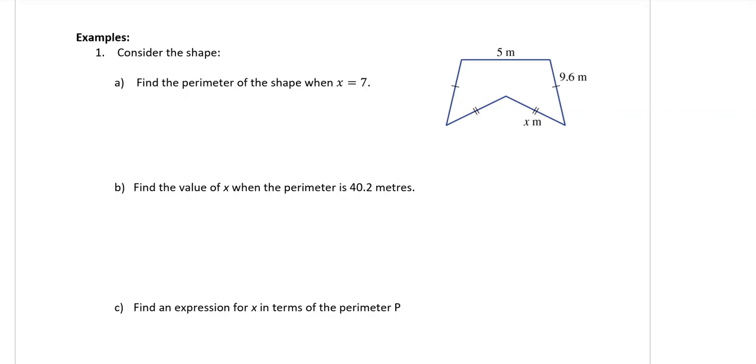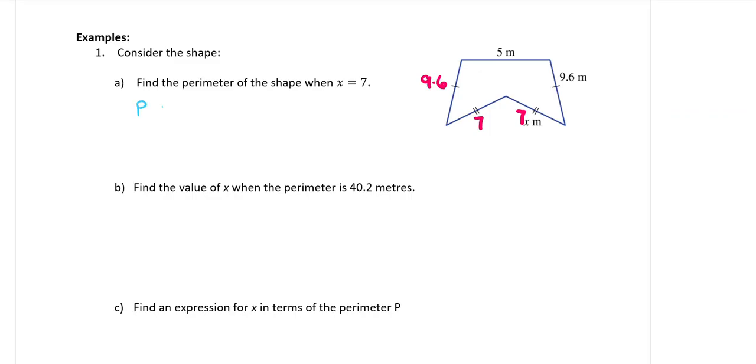Consider the shape. Find the perimeter of the shape if x is equal to 7. So let's just say this x here is 7. Because of the markings, that means that side there would be 7 as well. And also the one line marking, this one here would be 9.6. So make sure you know what all of the sides are.